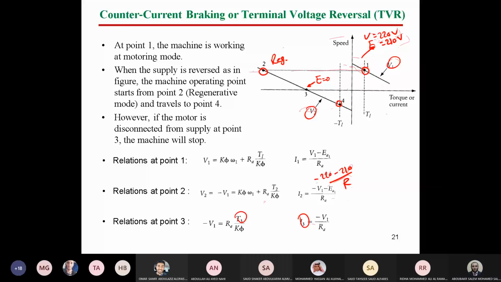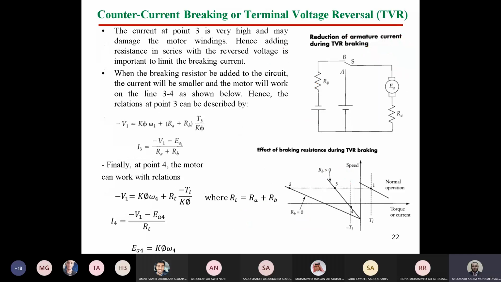Compared to the motoring mode, you will find that the braking current here is very high. So, in order to make the operation safe in braking or reverse or whatever, we can add resistance. This resistance, we can call it braking resistance, Rb. What is the aim of this resistance? The aim is to limit the braking current value.